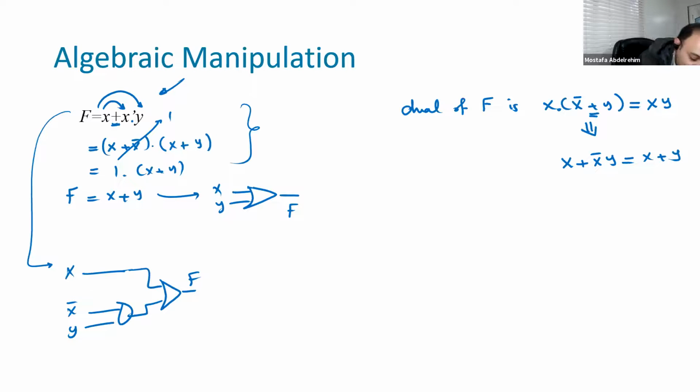So this is a proof by duality, and here is a proof by algebraic manipulation. But both are equivalent. You can do either of them. Good.